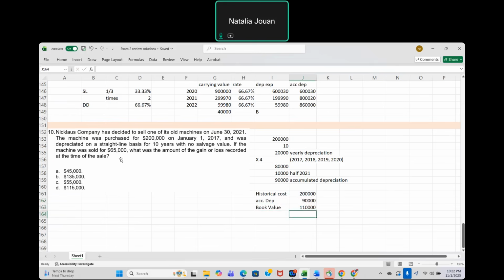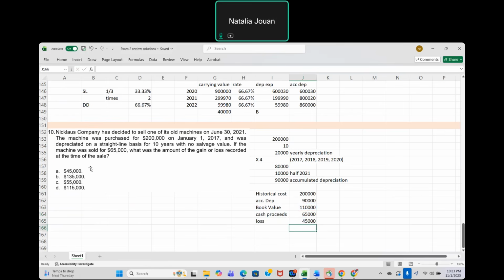How much are we selling the machine for? The machine was sold for 65. So it's not asking you if it's a gain or a loss, it's just the number. But understand what it is. If we're selling for less than book value, it's a loss. The cash proceeds are 65. So we have a loss of how much? 110 minus 65, 45. So A is the correct answer.